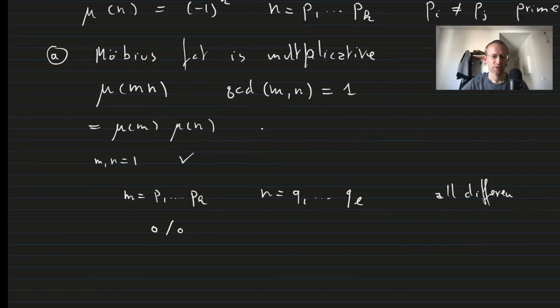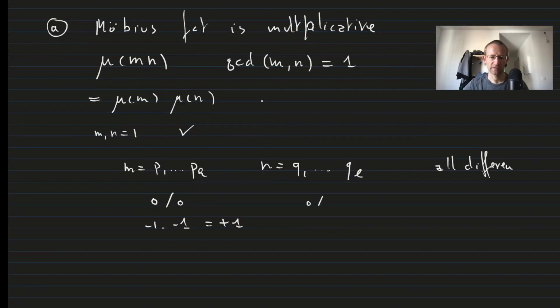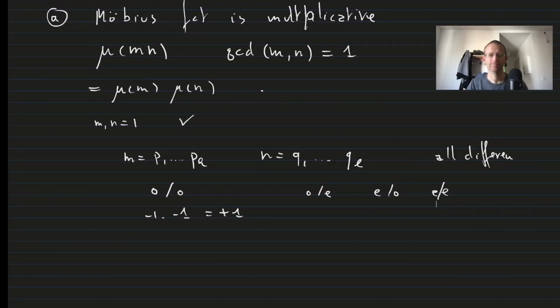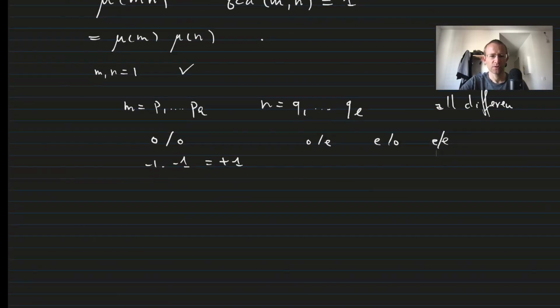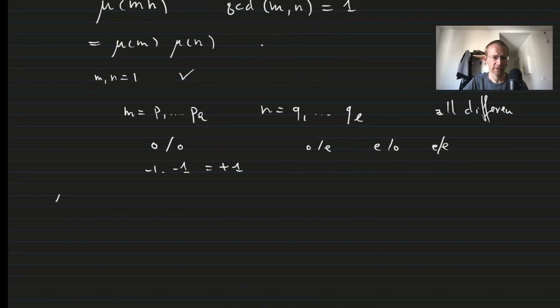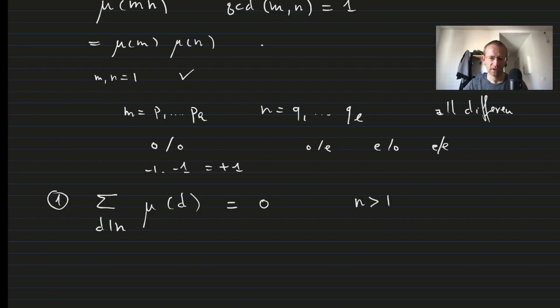But precisely the Möbius function is then going to be minus 1 times minus 1 is plus 1. So this works out. And the same for odd, even, even, odd, and even, even. And therefore, the Möbius function is indeed multiplicative. Now let's come to the property that we want to prove 3 times. And it is that if we sum over all divisors of n mu of d, then it is equal to 0 if n is bigger than 1. It'll be 1 if n is equal to 1.